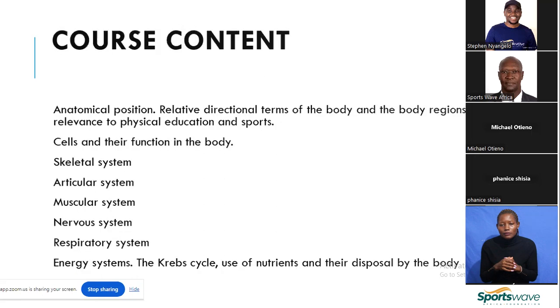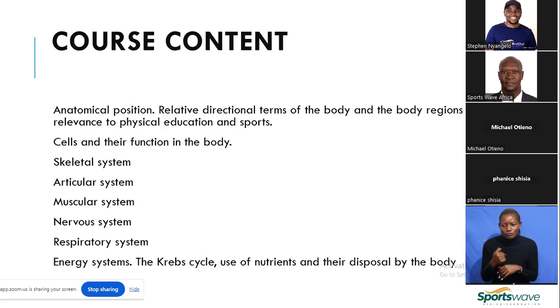The course content, we are looking at an anatomical position during the introduction, and probably some movement patterns. But mainly we want to look at the skeletal system. I've not talked so much about the cells and their functions in the body. That is a bit basic. But we look at, first of all, the first 4 systems. And why I've chosen these 4 systems: skeletal, articular, muscular, and nervous.